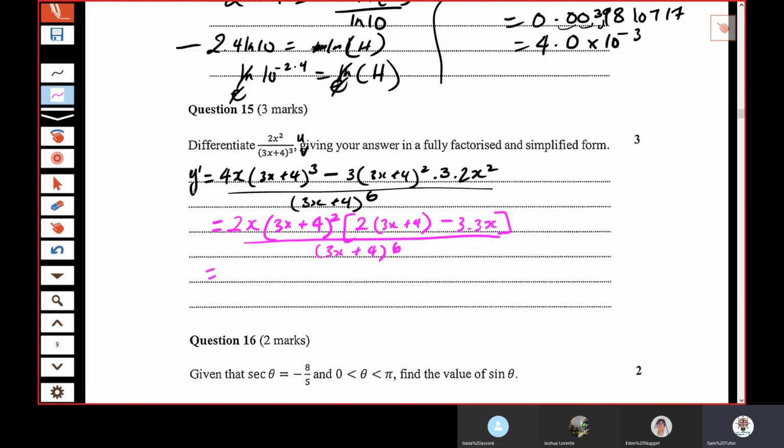Next line, I can tell these two can cross out. That's a 2, that's a 6, that becomes a 4 now. And then the inside we're just going to fix up, and I think we're done. 2 times 3 is 6. 6x take away 9x becomes negative 3x, and that becomes 8. And we're done.